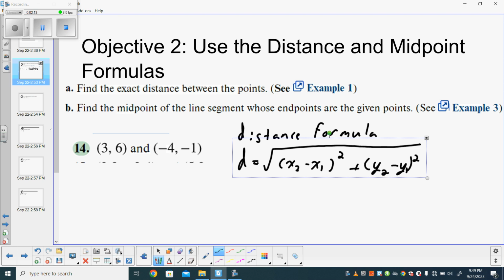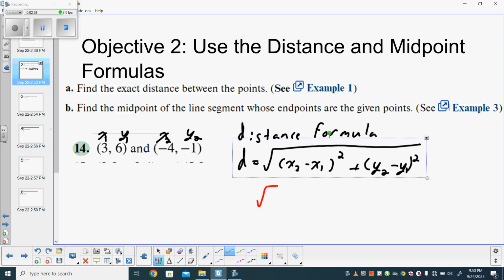And the best way to do this is to just label it. This is your x1, y1, x2, and y2. All right, once you have all of your coordinates labeled, just simply plug it in.